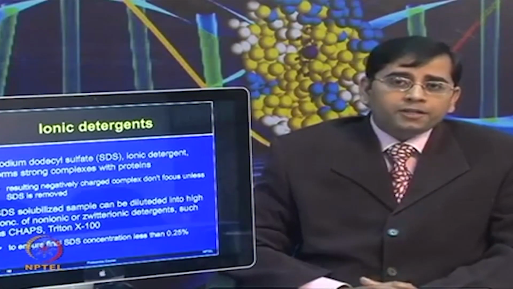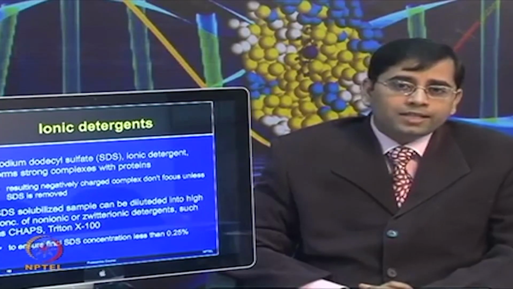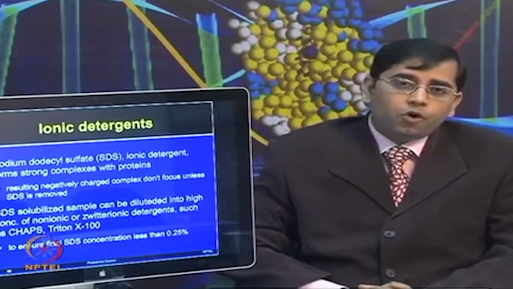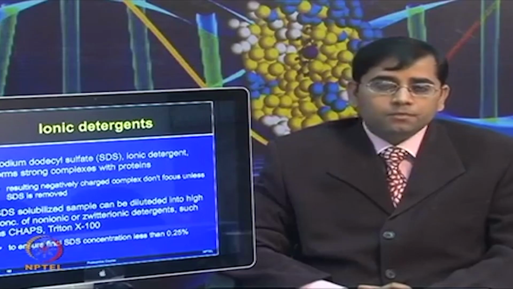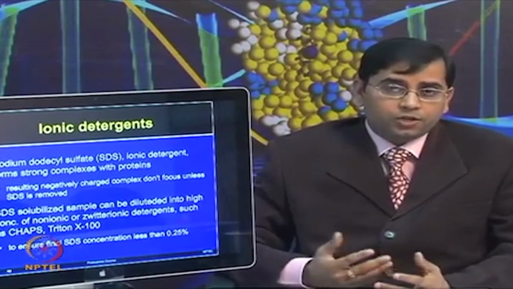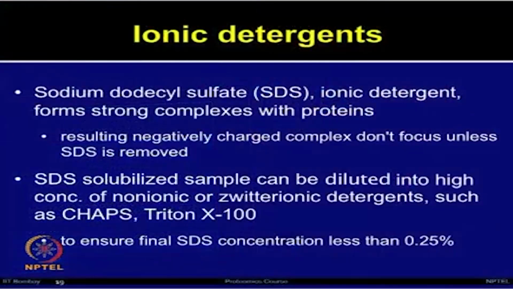Now, let us talk about ionic detergent. SDS, sodium dodecyl sulphate. This is one of the anionic detergents which forms very strong complex with proteins. We will talk about SDS and how it can be used for gel electrophoresis such as SDS-PAGE. But in this context, when you are talking about protein preparation, SDS is a very efficient compound.